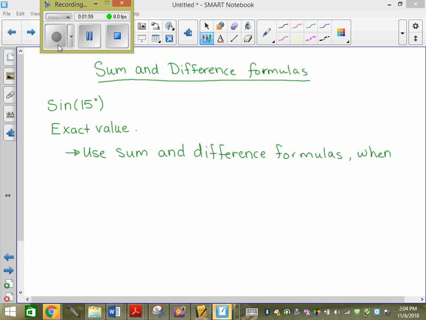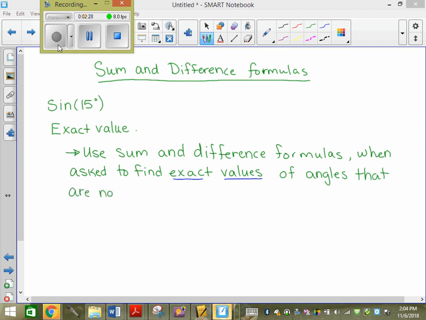When asked to find exact values of angles that are not reference angles of 0 degrees, 30, 45, 60, or 90.